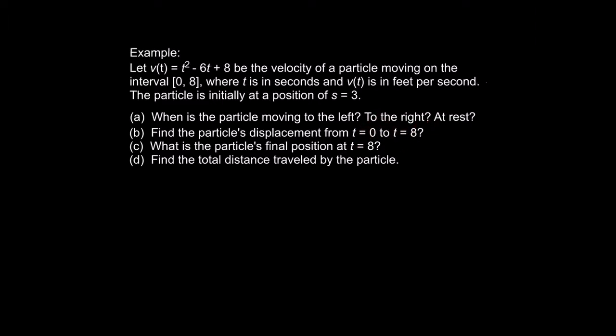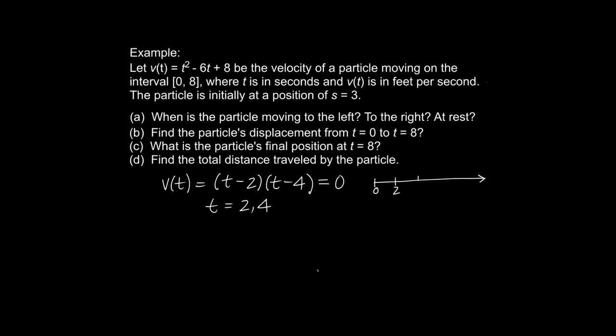So let's start by taking the velocity and factoring it. So we have t minus 2 times t minus 4. If we set this equal to 0, then we get the 2 times at which the particle is at rest, because the velocity is 0 at those times. To find out when velocity is positive or when velocity is negative, a handy way of doing it is with a number line. Now, using a number line is not required, but it could be very helpful visually.